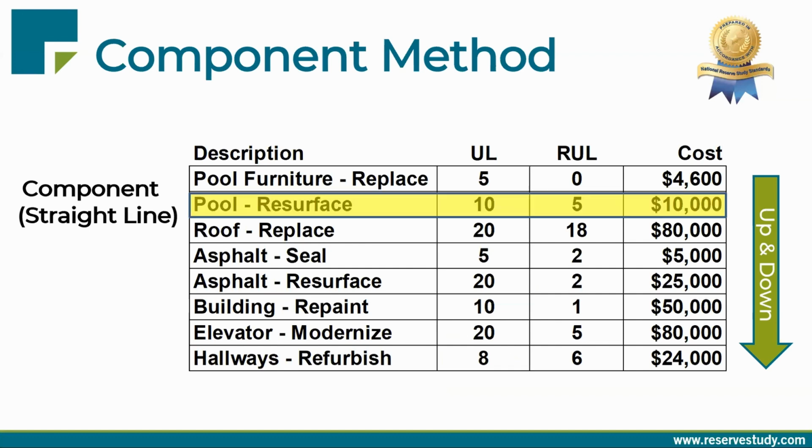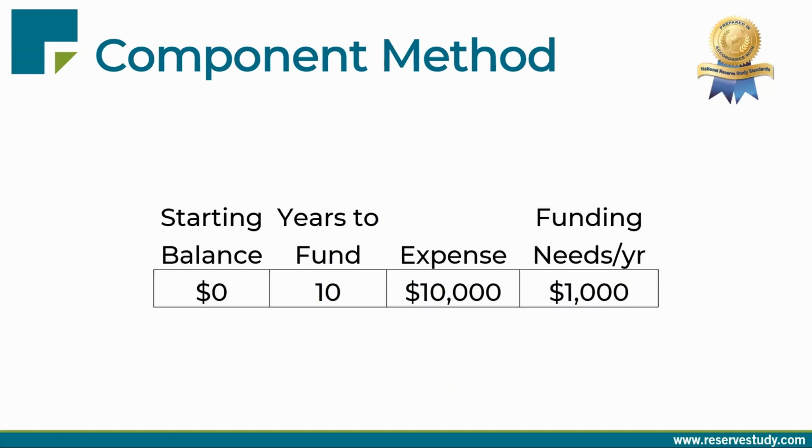Let's take the second component from the list, pool resurfacing, a $10,000 project that needs to be done every 10 years. With that in mind, when the pool is new and without complicating this illustration with interest or inflation, you have 10 years to collect $10,000. So your reserve funding requirements are $10,000 divided by 10 years or $1,000 a year.